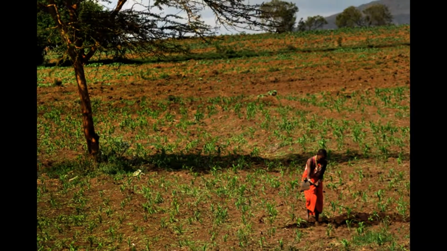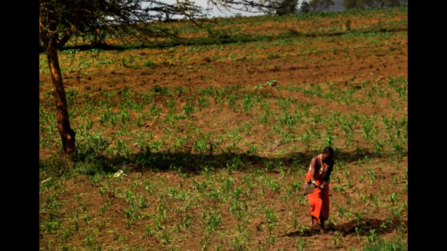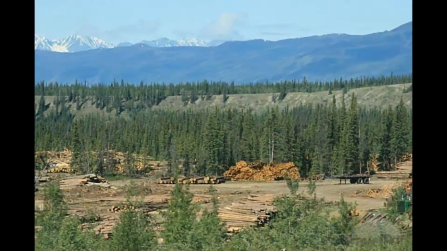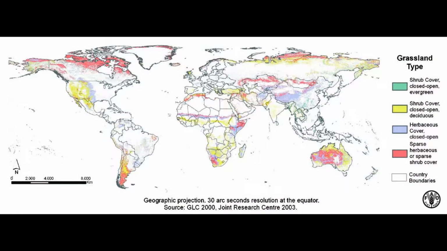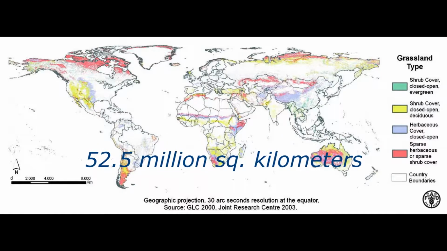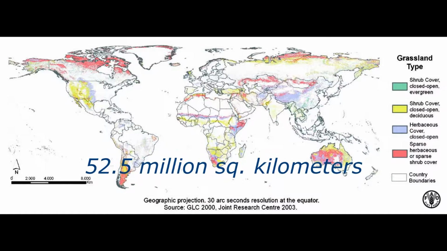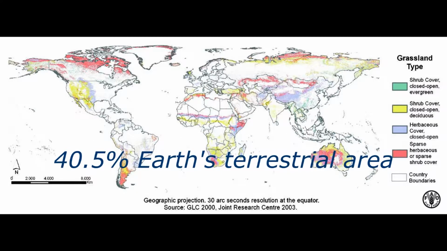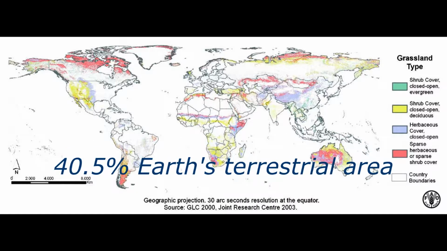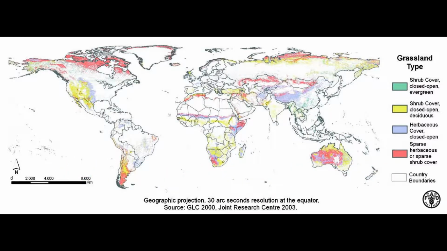Grasslands are one of the most widely utilized biomes on the planet, second to forests in both human use and human disruption. These ecosystems make up a very significant portion of the Earth's surface, 52.5 million square kilometers, or 40.5% of the Earth's terrestrial area, excluding Greenland and Antarctica.